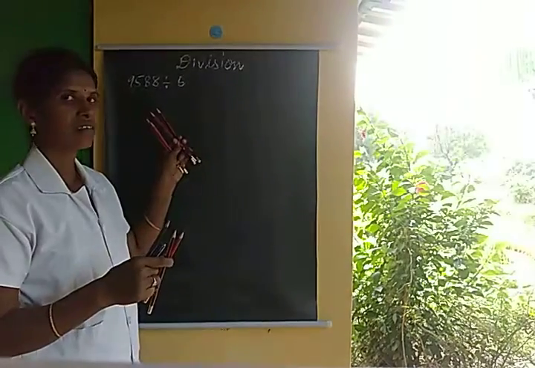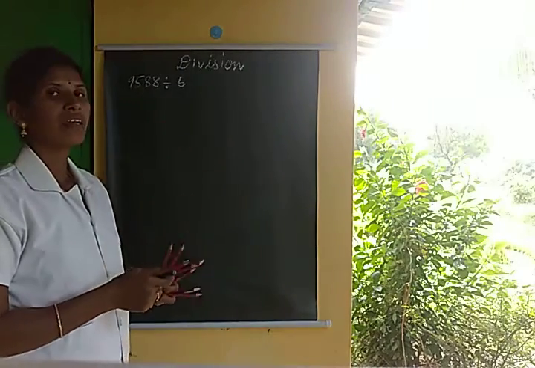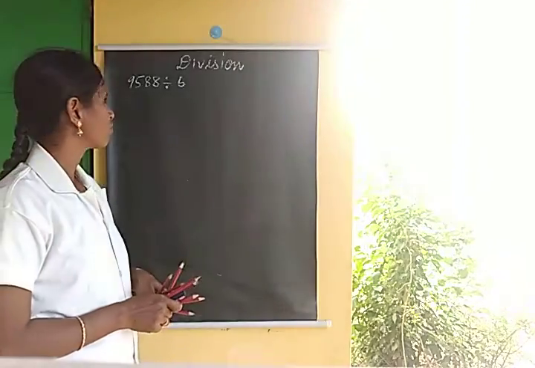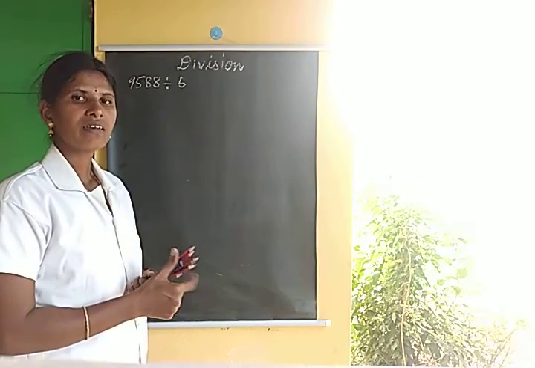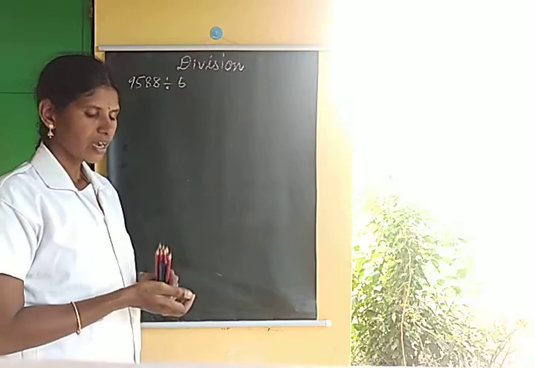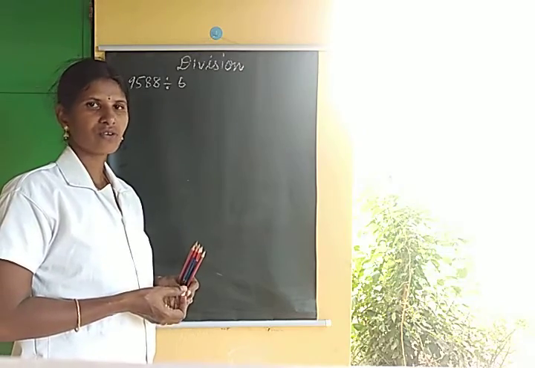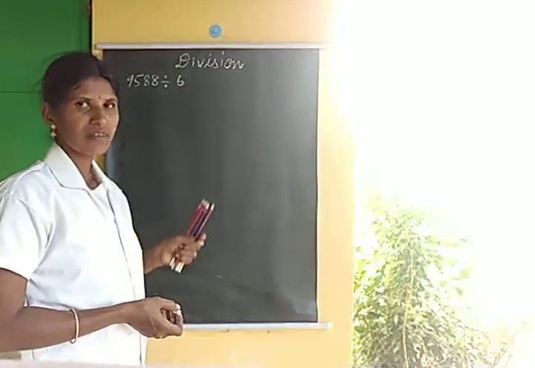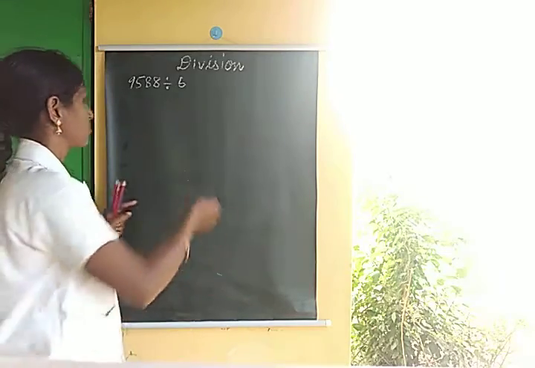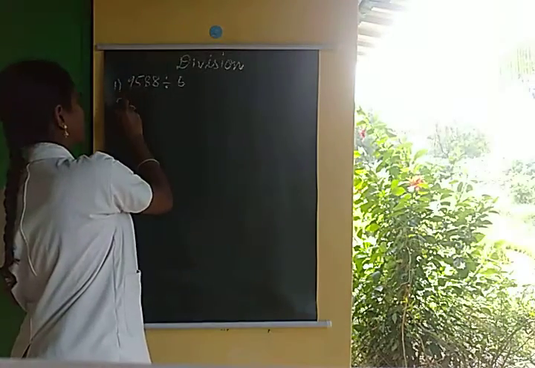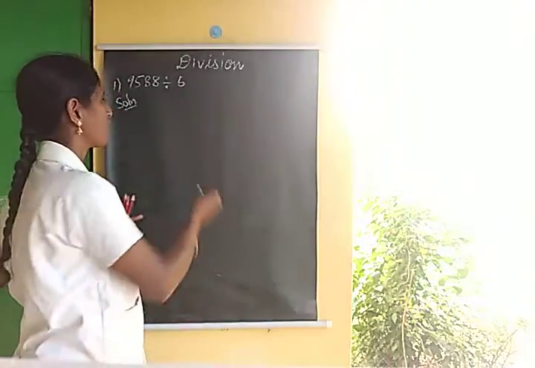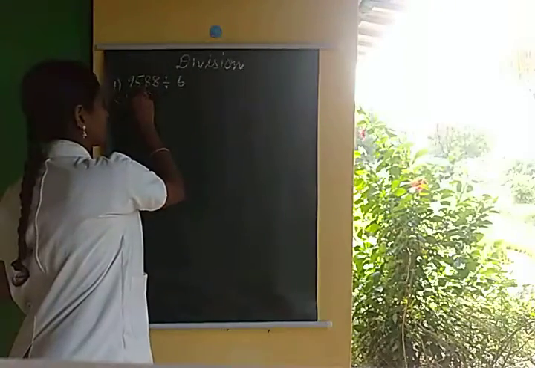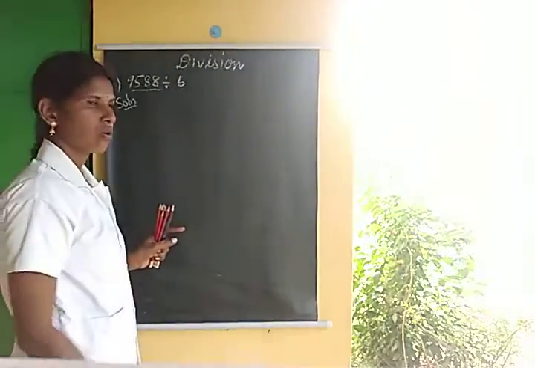Division. Just look at this number, 9,588 divided by 6. Already in the 4th standard also, we saw division. So like that we are going to do it now. First, for division, how to write that number?